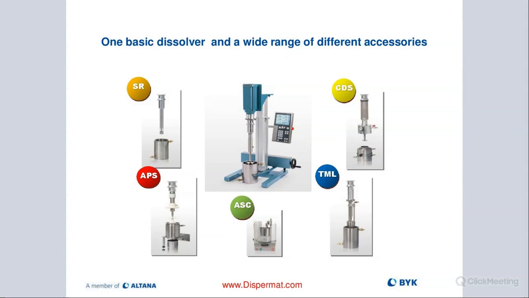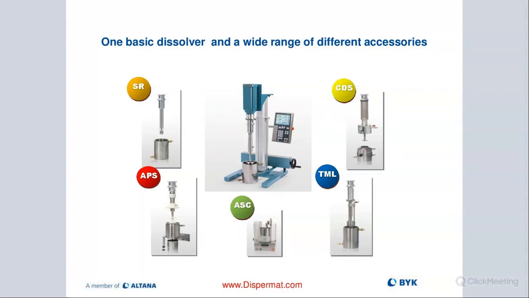All these are separate attachments that can be purchased at a later date, and they would all fit onto the same dispermat. So that means that you are buying one machine to do all your pre-dispersing as well as your milling needs. And you don't have to buy two machines. So you service one machine, you only need the space for one machine. So there is a lot of advantages that come into play with that kind of design philosophy.